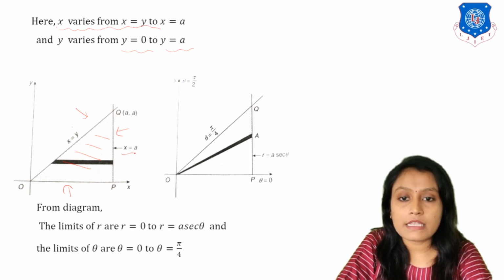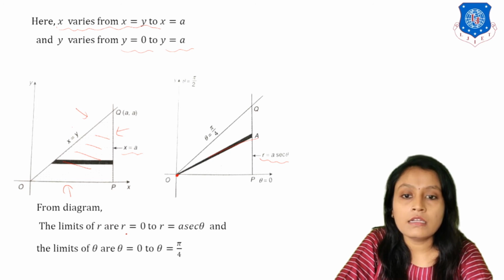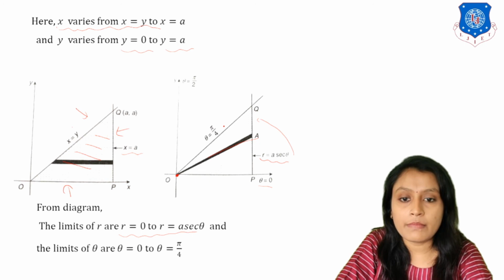And from this line x is equal to a, we have r is equal to a sec theta. And we will draw this radius vector OA here. Now you can see this radius vector starts from r is equal to 0 and ends at r is equal to a sec theta. So the limits of r are r is equal to 0 to r is equal to a sec theta. Okay, and the limits of theta are theta is equal to 0 to theta is equal to pi by 4.